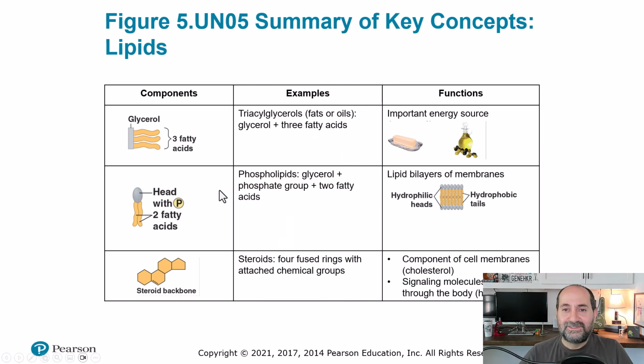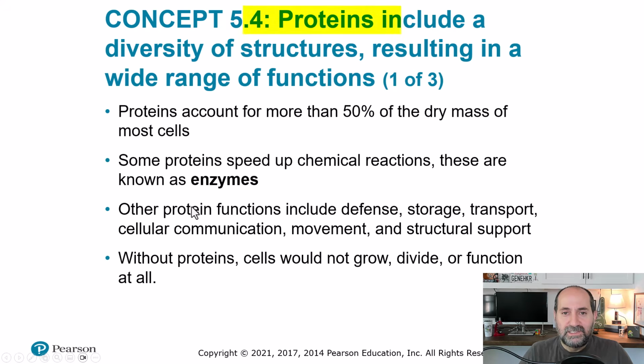All right, and here's a summary of all the key concepts we just talked about with lipids. Remember, a fat is a glycerol head with 3 fatty acid tails. A phospholipid has a glycerol head with 2 fatty acid tails. And in addition, the head has a phosphate group and choline. And a steroid has a backbone which is comprised of 4 fused carbon rings. Now let's move on to proteins.